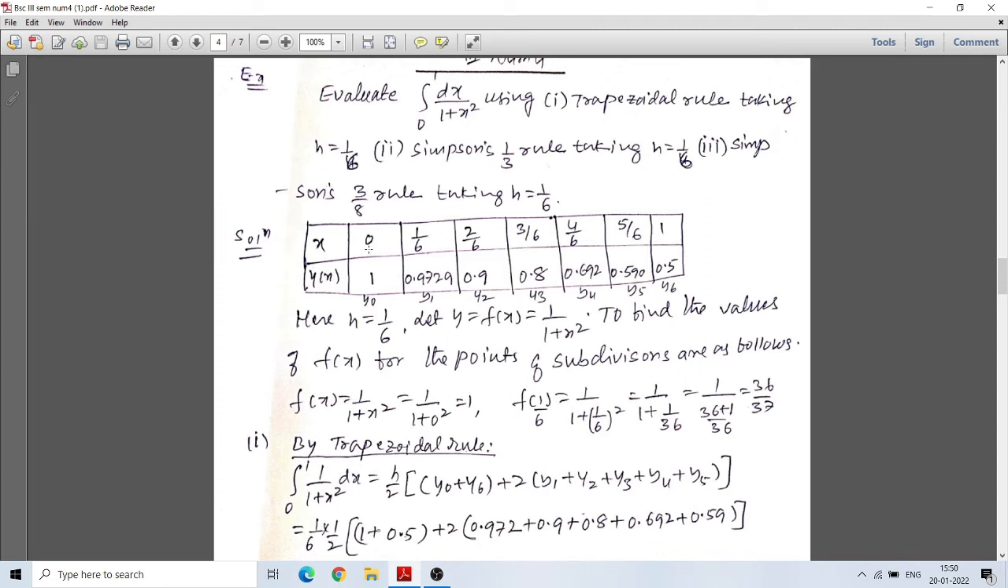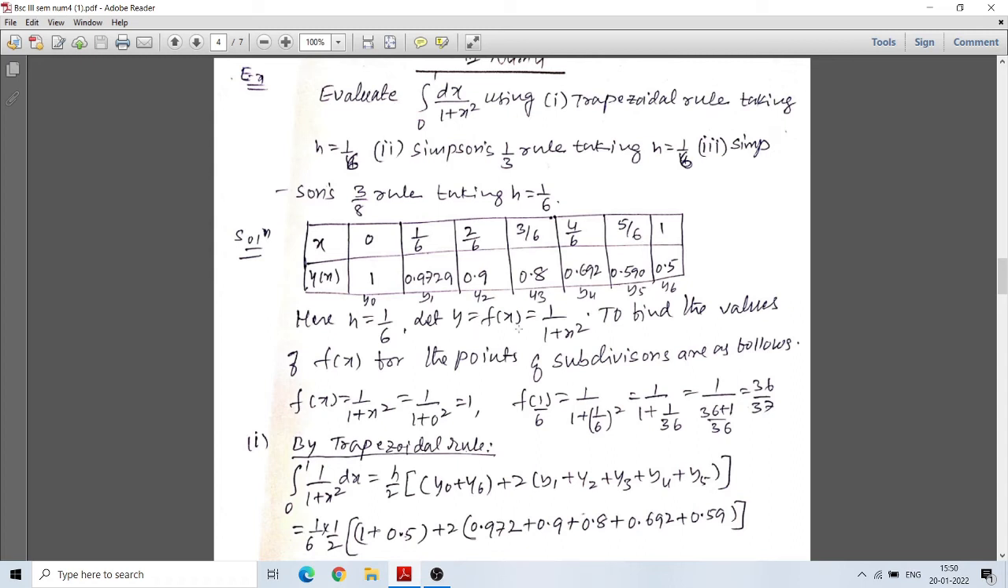y of x is equal to, x values are like this, then y of x values are like this. This is the table. Using this table, we can use the trapezoidal rule, Simpson 1/3 rule, or Simpson 3/8 rule to find the numerical integration of the given value. So here h is equal to 1 by 6. We did the 6 parts equally.